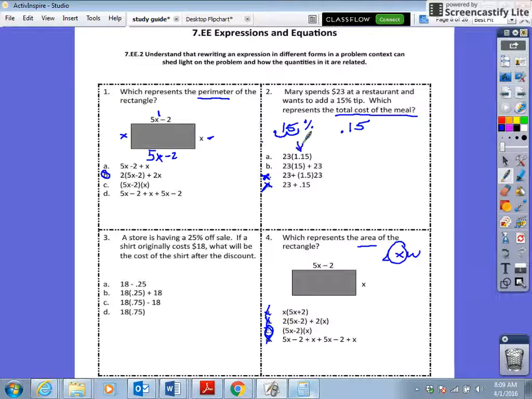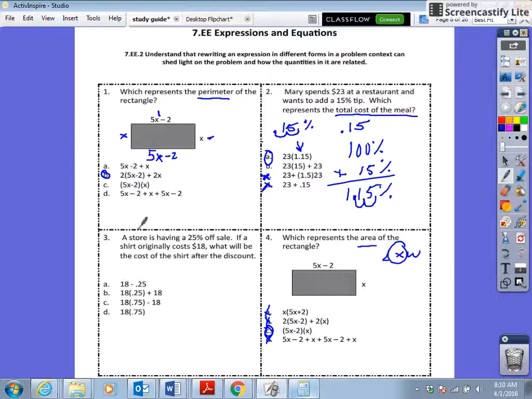So here is 1.15. Let's think about that. That shows that I have 100% of my meal, which is $23, and then I'm adding 15%, so that gets 115%. Now I can change this to a decimal, 1.15. So then your answer must be A, because it's $23, the cost of your meal, times 1.15, 115%, because I have to pay the $23 plus 15%.